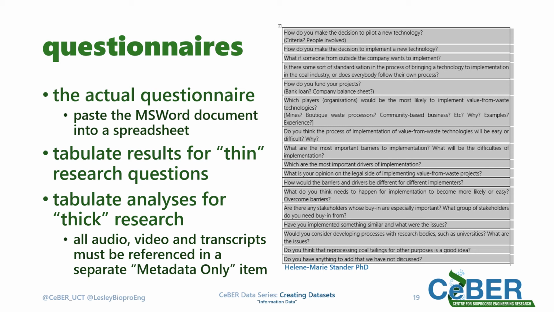Questionnaires. Now, questionnaires are important. It's no good showing the answers to questionnaires without showing the actual questionnaire that you used. So paste the actual questionnaire in. You can paste it in as a Word document into a spreadsheet, and it just comes up like an excerpt from a Word document. If you've got what are known as thin research questions, in other words, answers are yes or no, or numerical, or single word or phrase, you can tabulate your results. They're text results, but you can tabulate them.